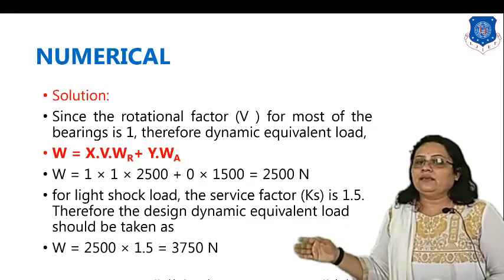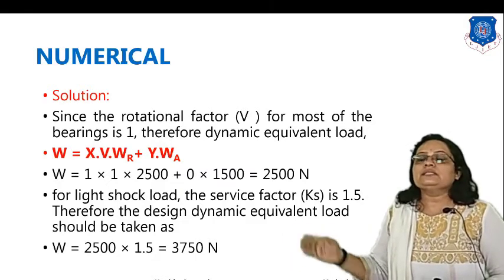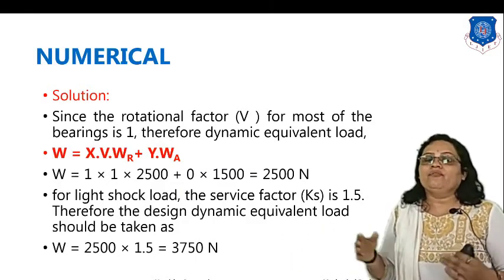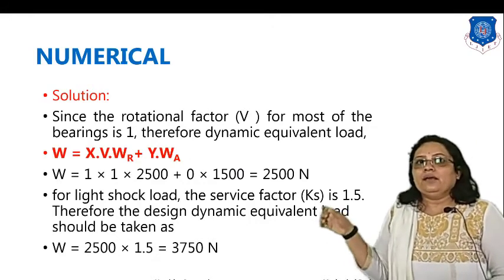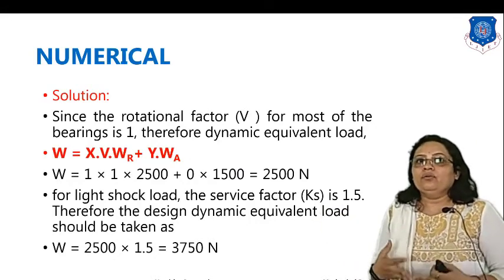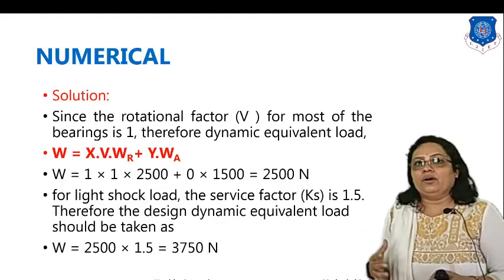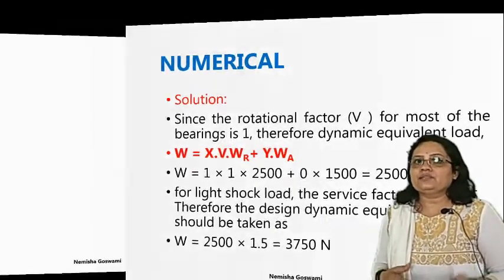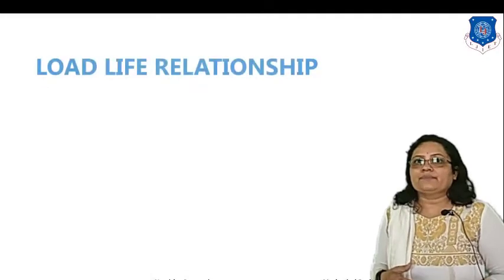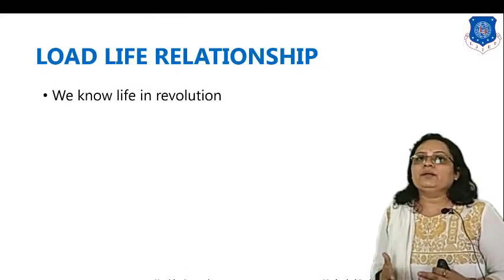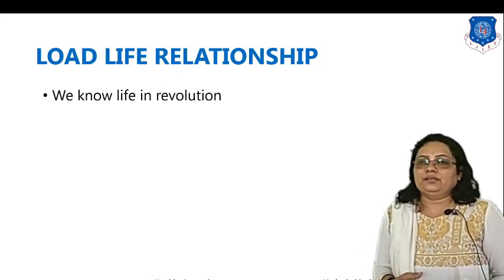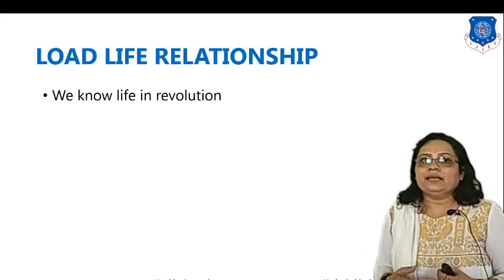Okay, so this is equal to how much? So this is equal to 3750. Okay, so this is your actual dynamic load which will be applied on the bearing. Clear? So it was the second step. Next step is, what is the relation between load and life, the load life relationship? Okay, we have already seen it.